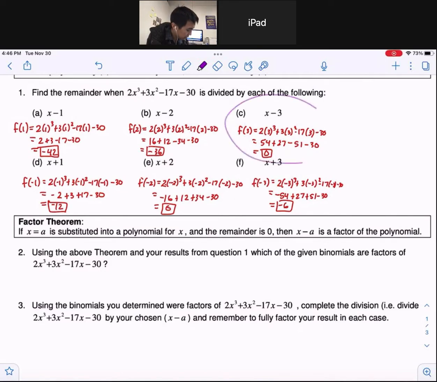Part C gave us a remainder of 0, and part E. So part C and part E both gave us a 0, and I'll make sure I clean that up so you know that's a 0. Both of these gave you a 0, which means x plus 2 and x minus 3 would be considered factors of this polynomial because we found a remainder of 0 for both of those.